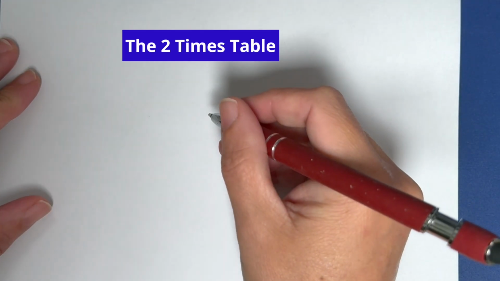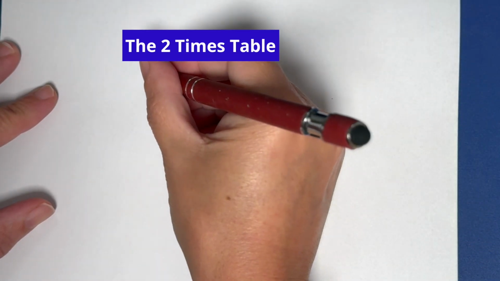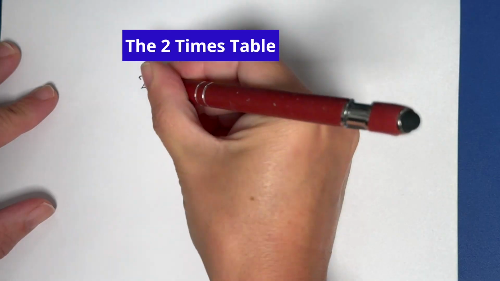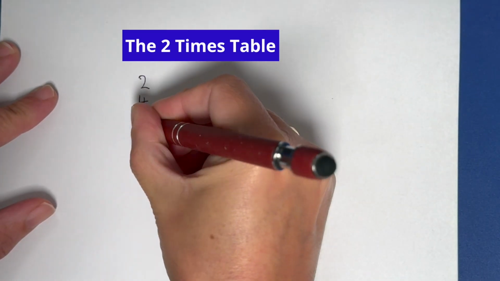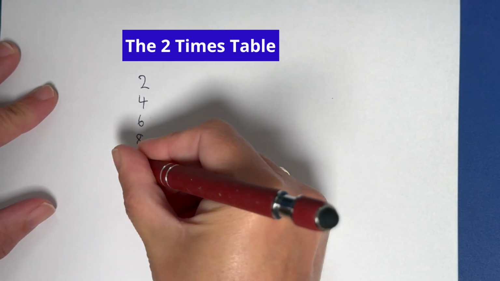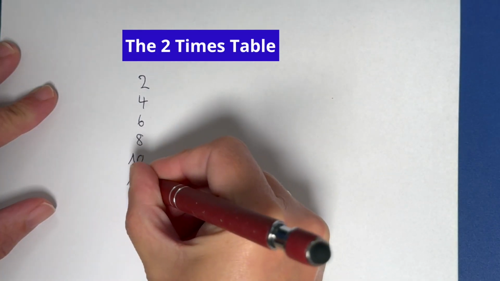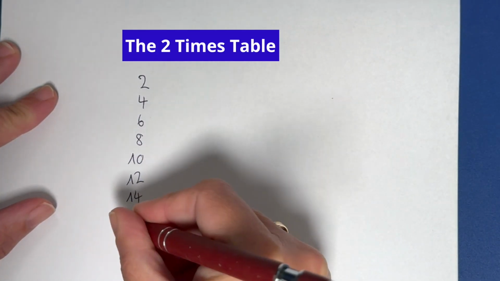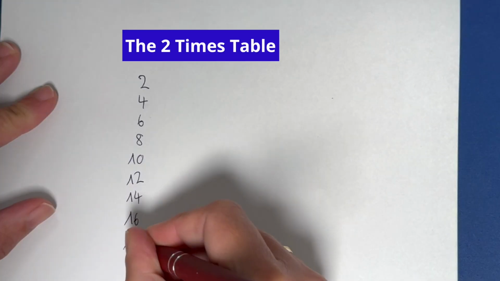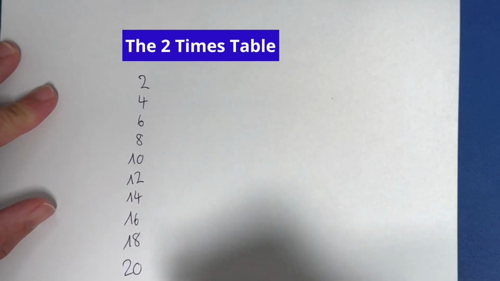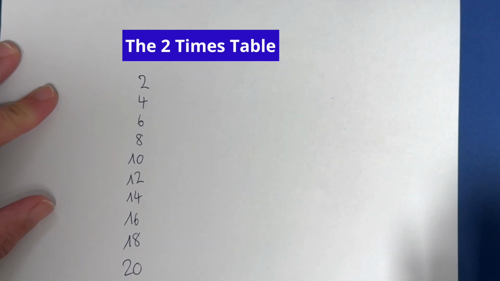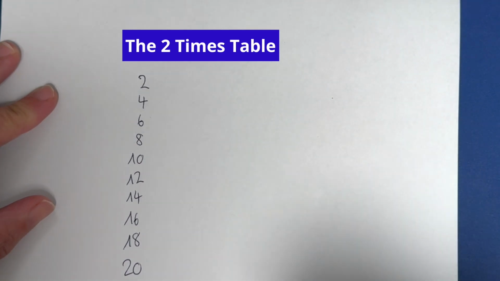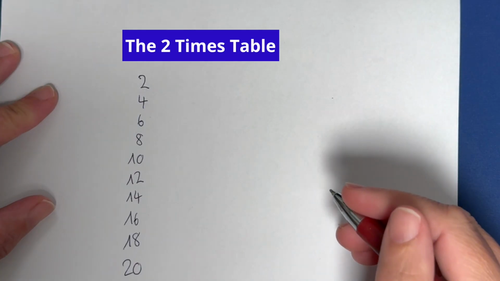Let's first write down the even numbers. 2, 4, 6, 8, 10, 12, 14, 16, 18 and 20. This is nothing new. We are simply counting up in steps of 2. So these are the even numbers.